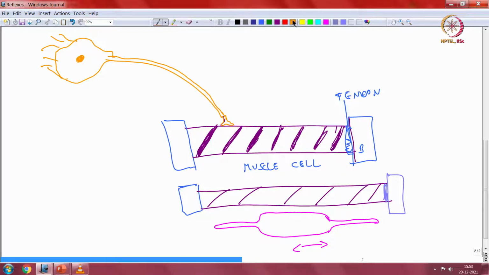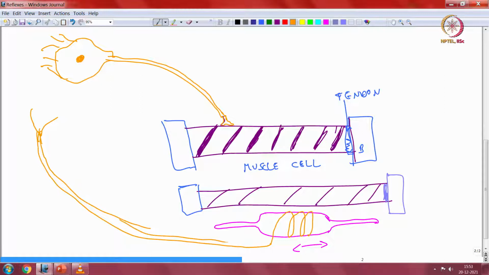Now, the muscle spindle is not so simple. There are fibers which come along the surface here, and these fibers in turn go all the way to the spinal cord through the sensory part of the nerve, but the axonal part of the neuron would go and synapse onto this muscle cell.